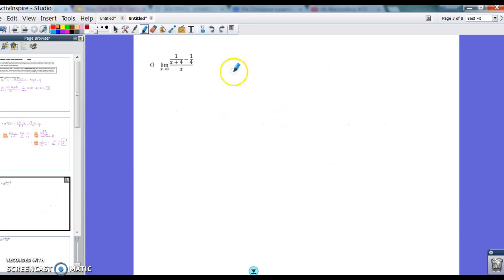Okay, so in this one we have a complex fraction. If I were to go ahead and just do direct substitution, I would end up with 1/4 minus 1/4 over 0, which gives me 0 over 0, which obviously I can't have. So let me rewrite the problem here. What I want to do is simplify my complex fraction.